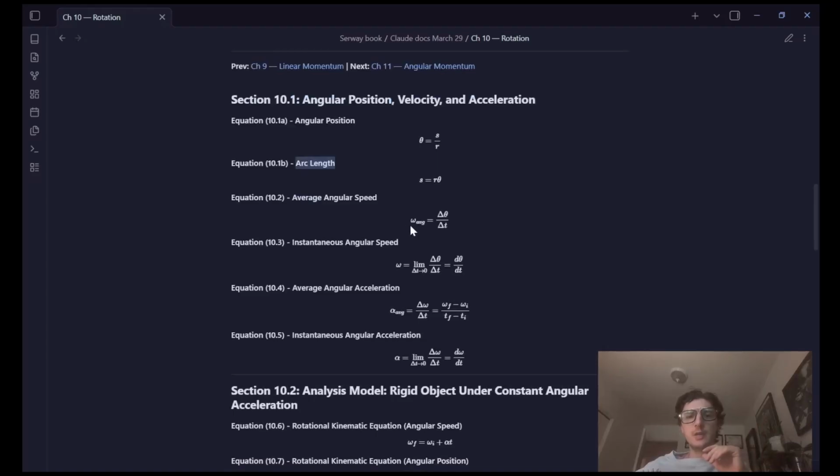Average angular speed. So if they introduce theta and theta is like x, like position, then the angular speed, which is analogous to the linear speed v.